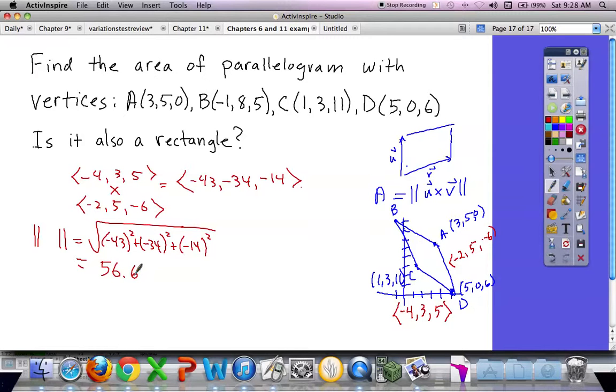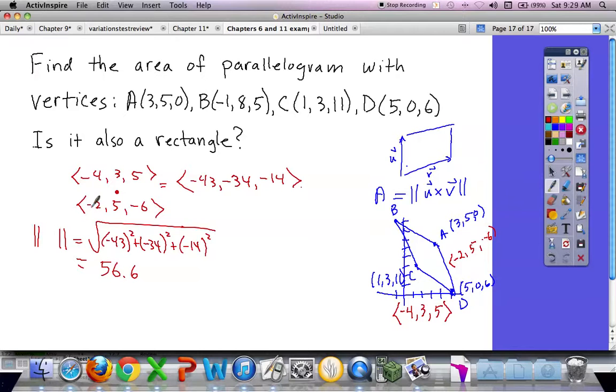Okay, next I need to know, is this a rectangle? Well, if it is a rectangle, then if I do the dot product between these two vectors, I should get 0, because that would tell me the angle between is 90 degrees. And that's how we know that something has a 90-degree angle between them. So let me change that to a dot product, and let's just do the math here.